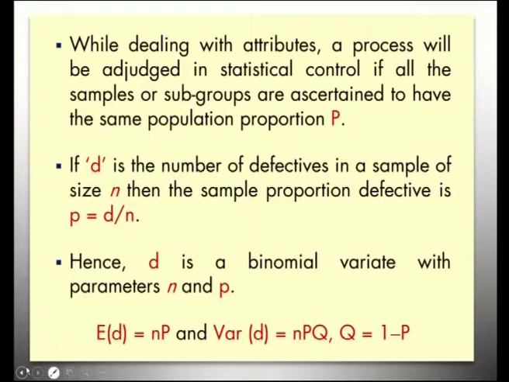While dealing with attributes, a process will be adjudged in statistical control if all the samples or subgroups are assumed to have the same population proportion capital P. And if D is the number of defectives in a sample of size n, then the sample proportion defective is given by the number of defectives divided by the total number of items, that is, p is equal to D divided by n. Hence, D is a binomial variate with parameters n and P, because np stands for the mean of the binomial distribution.